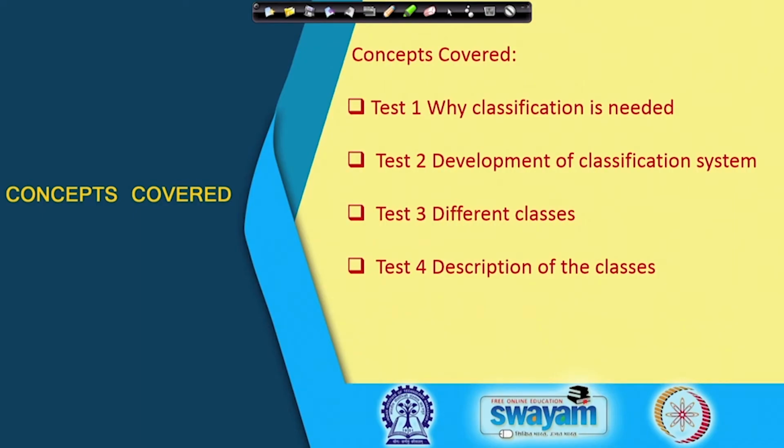Let us start this new topic, and in this session we will be covering the following concepts. First of all, we will be covering why classification is needed, and secondly we will be discussing the different developments of classification systems, and then we will be discussing different classes, and finally giving the description of individual classes.